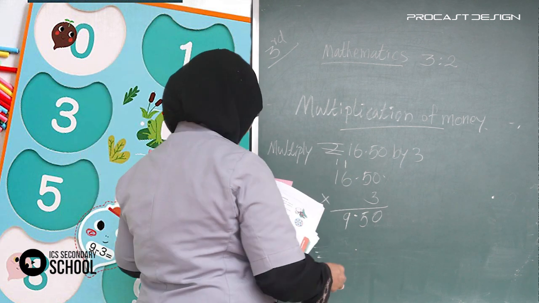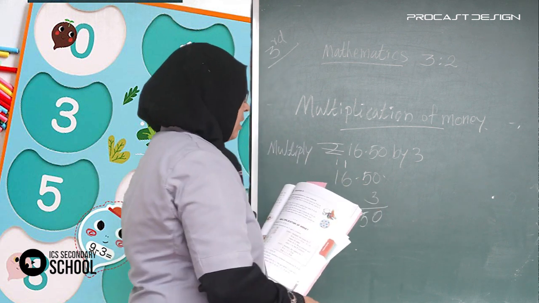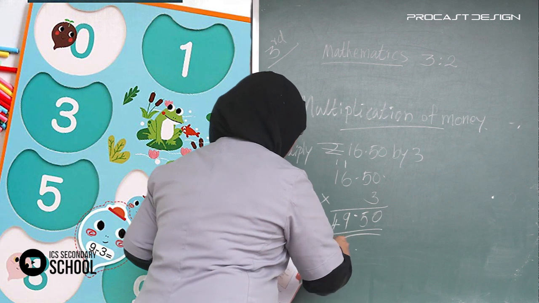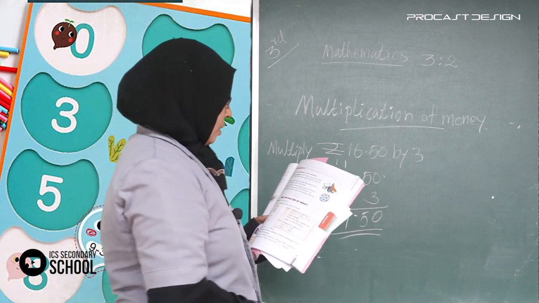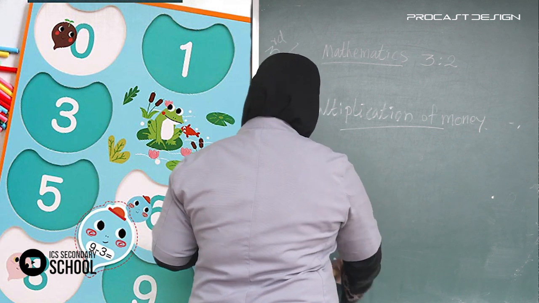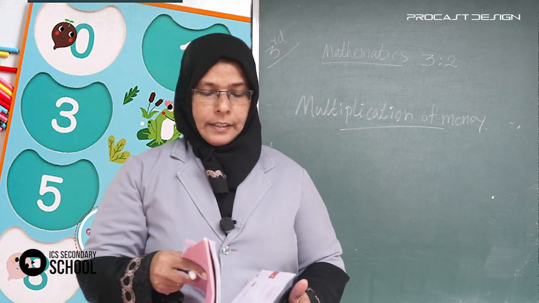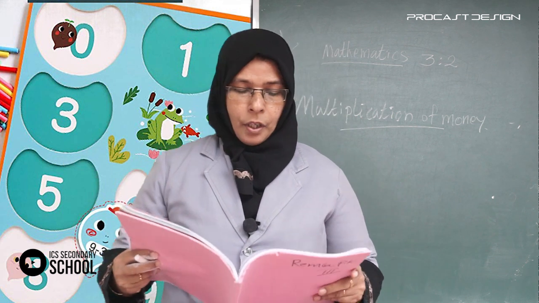Next, 3 into 1 equals 3. Okay. 3 plus 1 equals 4. Okay. All of you write it in your notebook. Write it in your notebook. Listen. There are some word problems related to multiplication of money. Multiplication of money.